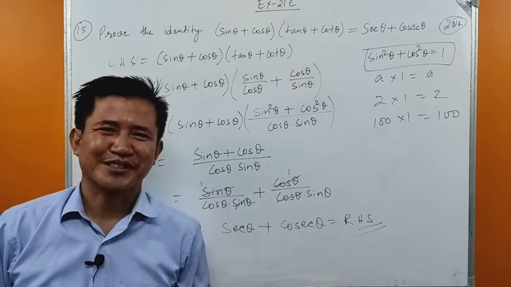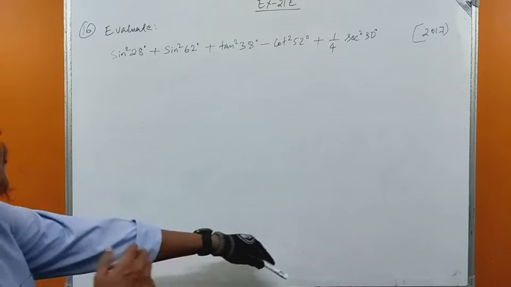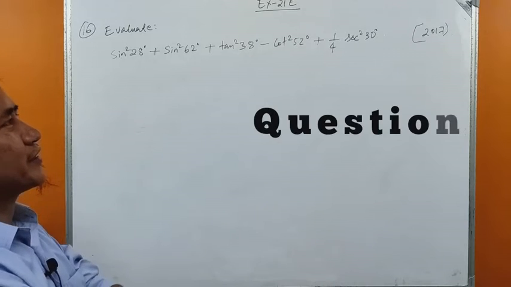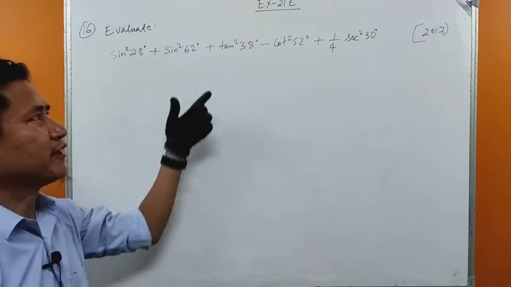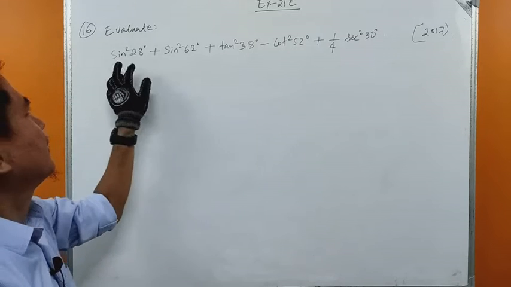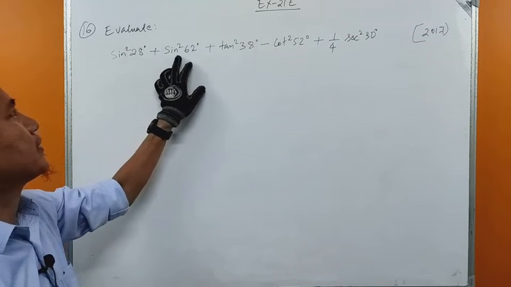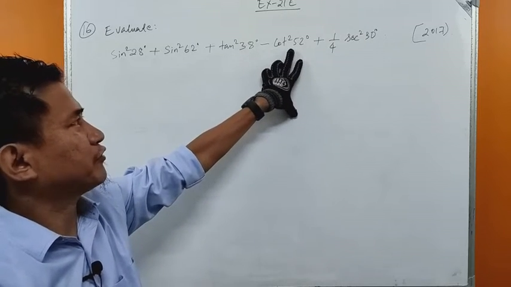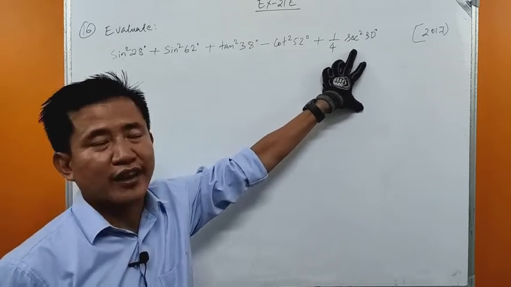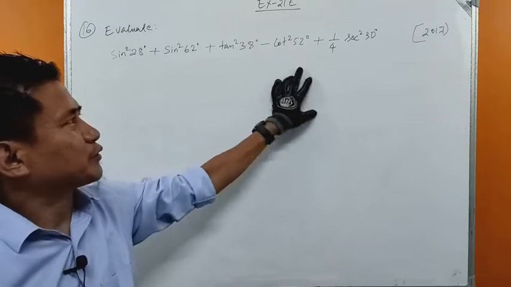Now let's do question number 16, the last question from this exercise. Evaluate means we are asked to find the value of this expression: sine square 28 degree plus sine square 62 degree plus tan square 38 degree minus cot square 52 degree plus 1 upon 4 sec square 30 degree. So this is the expression given to us.